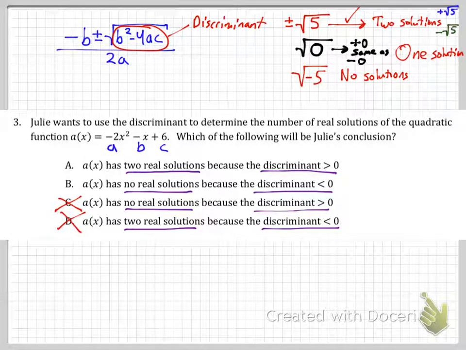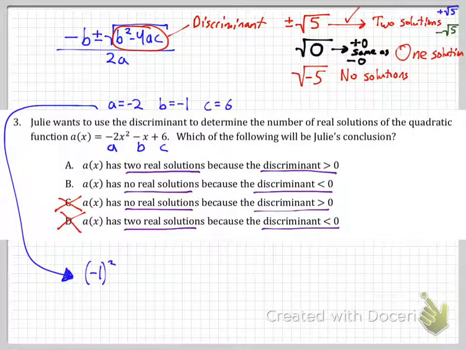Now, what is the discriminant and how do we find it? What are that A, B, and C in there? Well, remember, A is the coefficient of the x squared term, B is the linear coefficient, and C is the constant. In other words, A is negative 2, not negative 2x squared, just negative 2. B is negative 1. Remember that there's a minus there. There's really an invisible 1. That's a coefficient. And then C is 6.